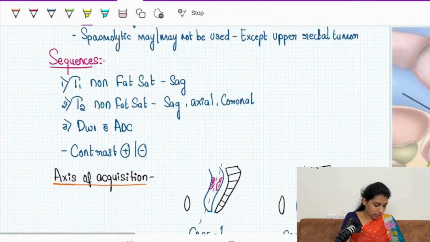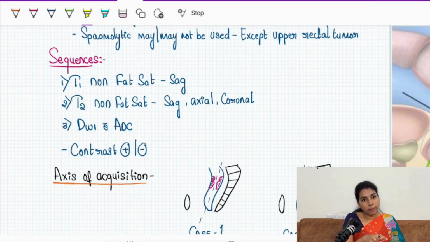Now, looking at the sequences, there's an important statement I'm making now. Coming to the sequences, MR rectum always do a non-fat sat. You're looking at the fat planes with the surrounding structures. So it is very, very, very important, guys, that you do a non-fat sat irrespective of the sequence, whether it's a T1 sequence, T2 sequence, whatever might be the sequence, it should always be a non-fat saturated sequence.